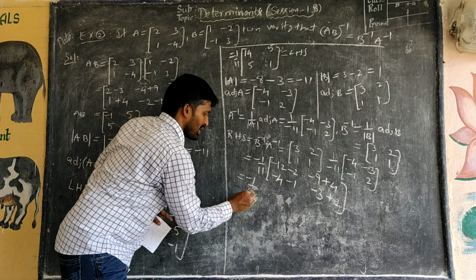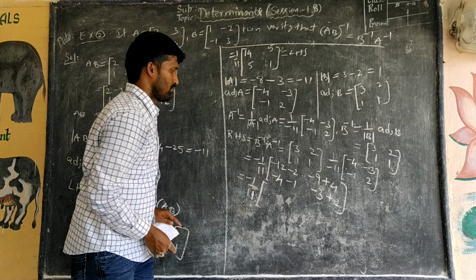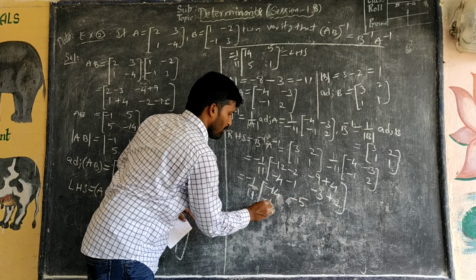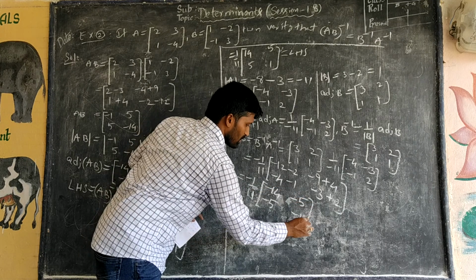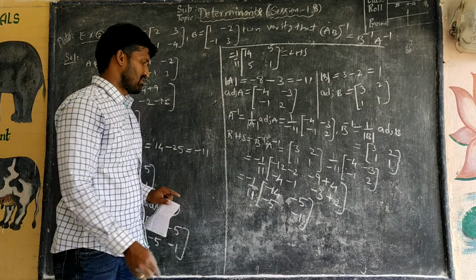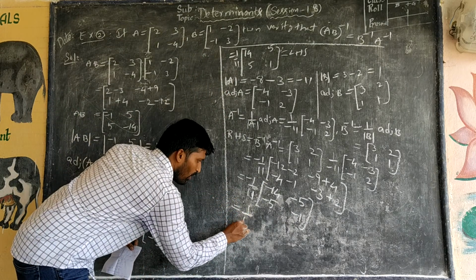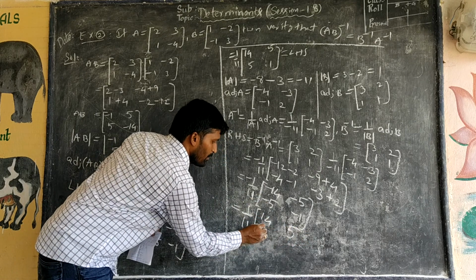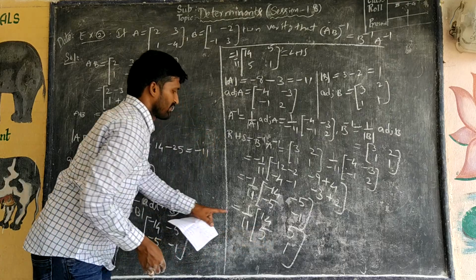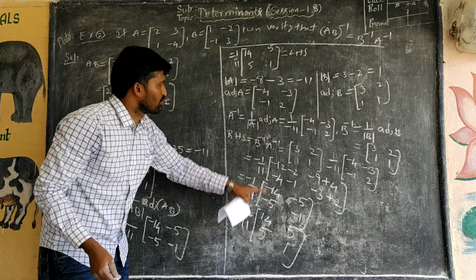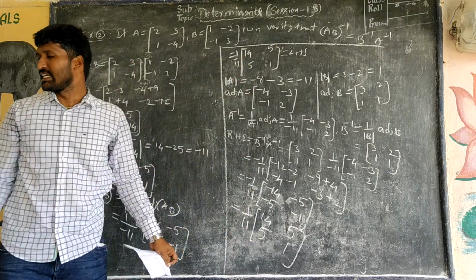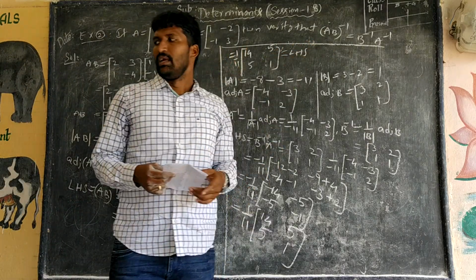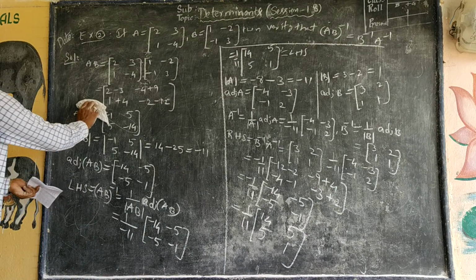Now we have minus 1 by 11 into [-14, -5; -5, -1]. If you multiply the minus inside, finally you will get 1 by 11 into [14, 5; 5, 1]. This is clearly the LHS, and the RHS both are the same only, you can check. So both are equal. That's why finally you can write here (AB) whole inverse equals B inverse into A inverse.